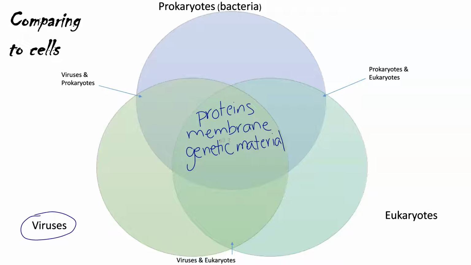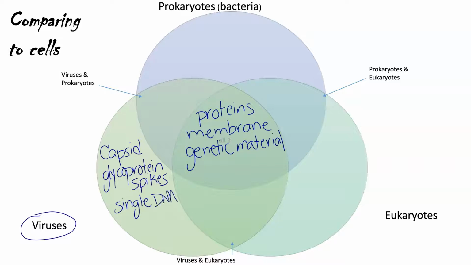Okay, if we think about what only viruses have, though, only viruses have that capsid, the protein coat. Only viruses have glycoprotein spikes, although other cells do have surface proteins. And only viruses have single-stranded DNA or double-stranded RNA, but not all viruses have those.